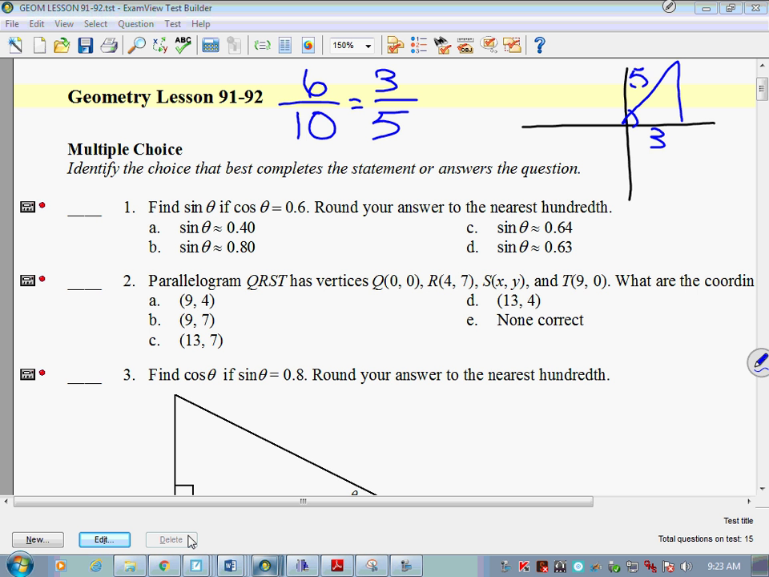Now it's asking what is sine. So sine is not cosine. Sine is opposite over hypotenuse. Well, do I know what opposite is? No, I don't. I've got to find that. How do I find that? Pythagorean theorem. So, 3 squared plus b squared equals 5 squared.